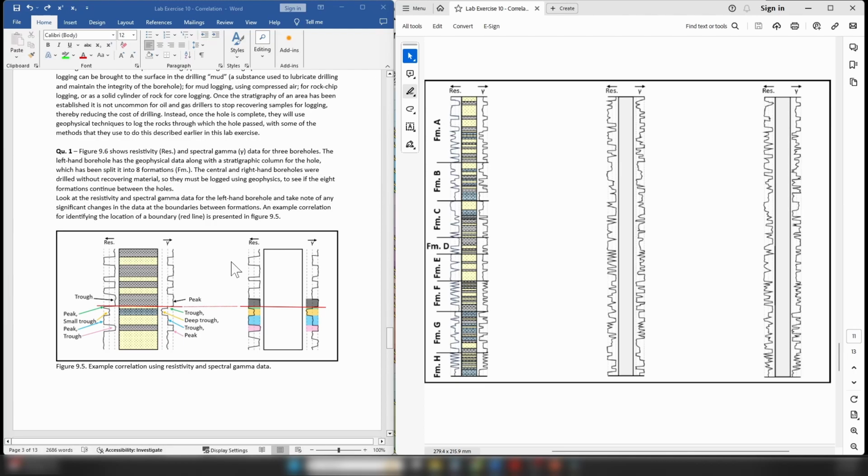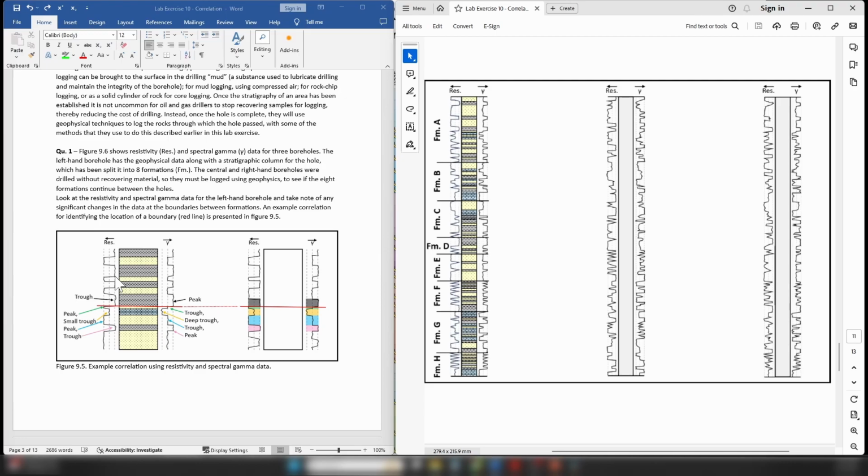So when we look at the data which is produced by a geophysical survey of a borehole, you are going to end up with something that looks a little bit like this. Now remember, the data being produced is comparative. So in the case of question 1, we are going to be looking at geophysical data from 3 separate boreholes. And the geophysical data we'll be looking at in particular is resistivity on the left and spectral gamma on the right. So you will notice if we zoom in on this diagram here that you have peaks and you have troughs in the data.